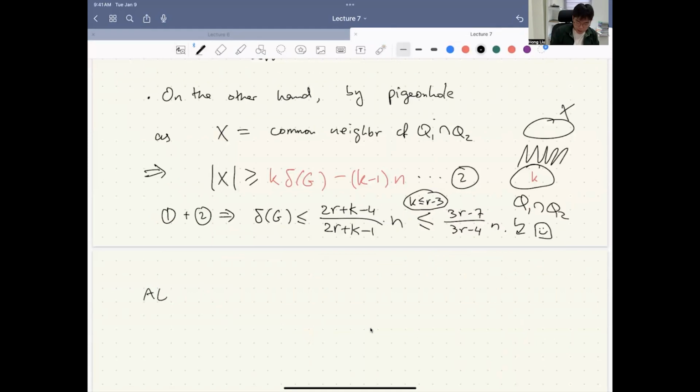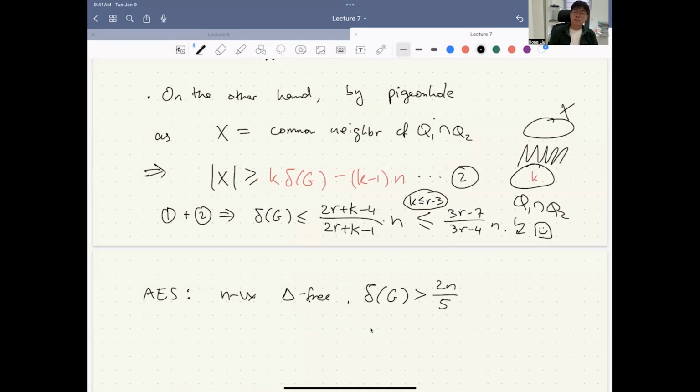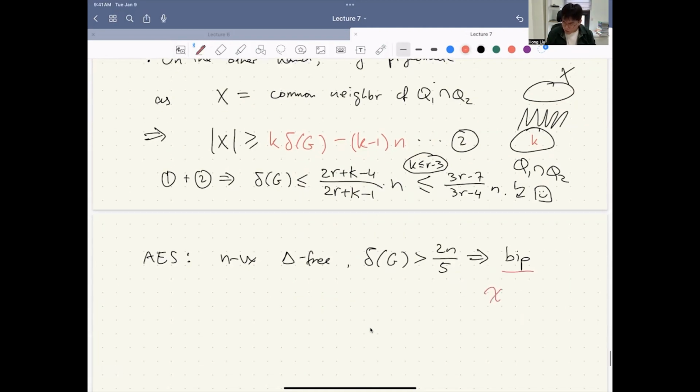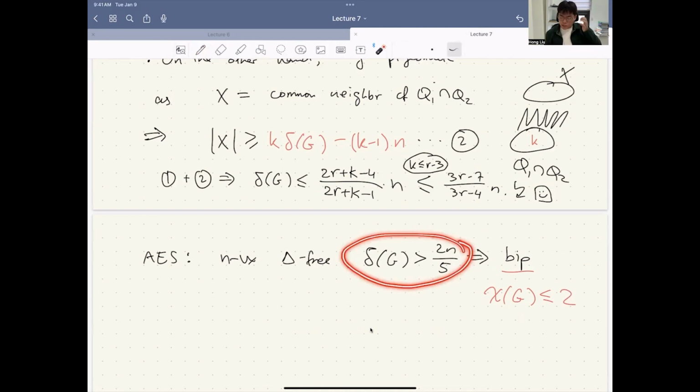What I'm saying is AES says if you have an n vertex triangle free graph, the minimum degree can be lowered to as small as 2n over 5, and then we still have the bipartite condition. But bipartite is the same as chromatic number at most 2. So how much further can we lower this if we only require the chromatic number to be bounded? This is the question.